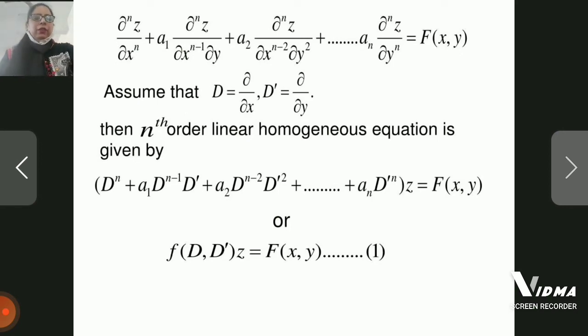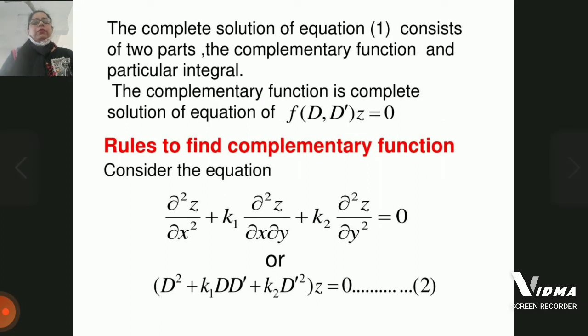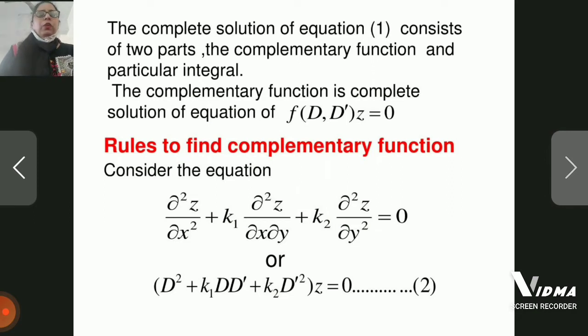The complete solution of this equation consists of two parts. One is the complementary function and the second is the particular integral. Now we have to talk about the complementary function. Now what is the complementary function? So for the complete solution, first of all we check f of D, D dash of z and take it equal to 0. So what is the rule to find the complementary function, meaning CF? Consider the equation.